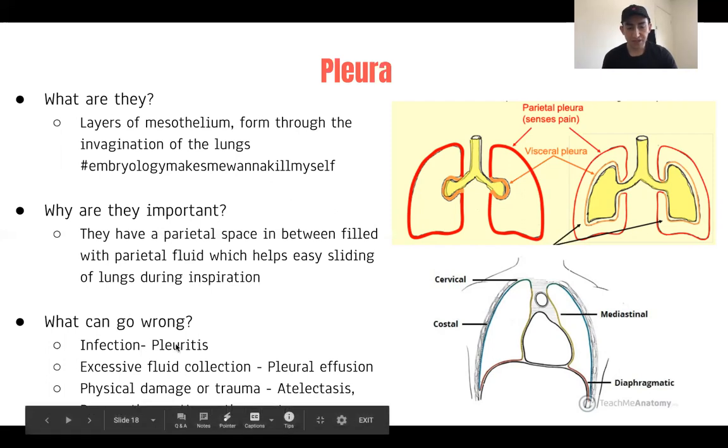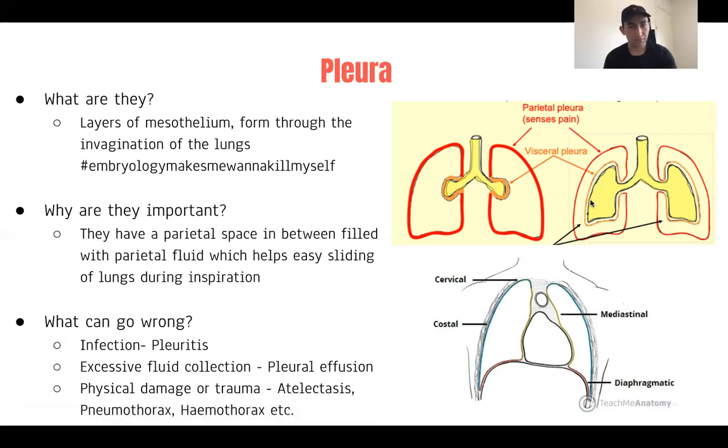So with infections, you get something called pleuritis, which is also called pleurisy. And then you can also have damage causing a collapsed lung, pneumothorax, hemothorax, hydrothorax, and so on.